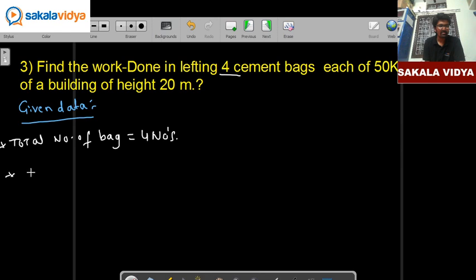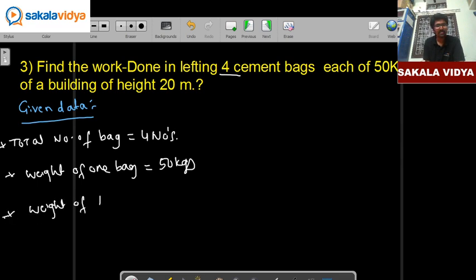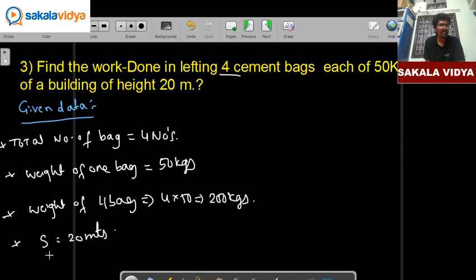So the weight, or mass, of one bag is how much? 50 kgs. So what is the weight of 4 bags? Weight of 4 bags is 4 into 50, simply 200 kgs. What is the displacement made by the person? S is equal to 20 meters. So what we have to find here? Work done.